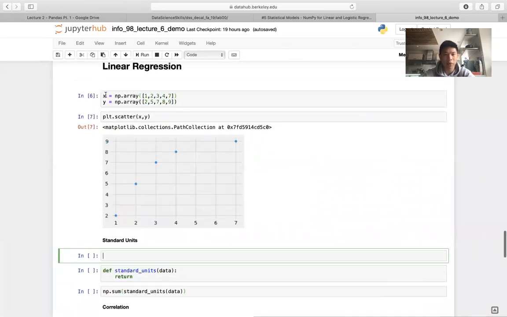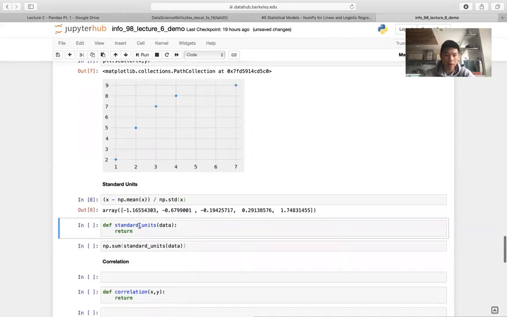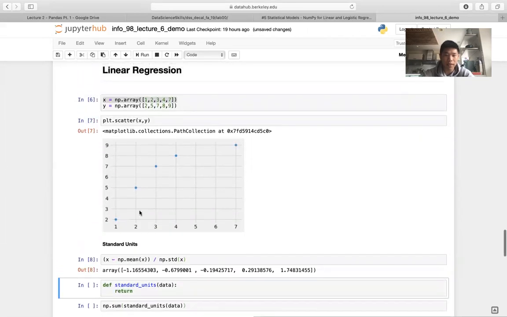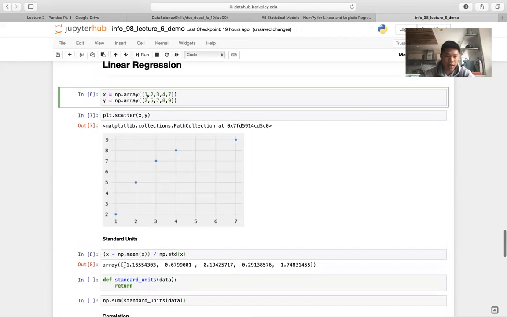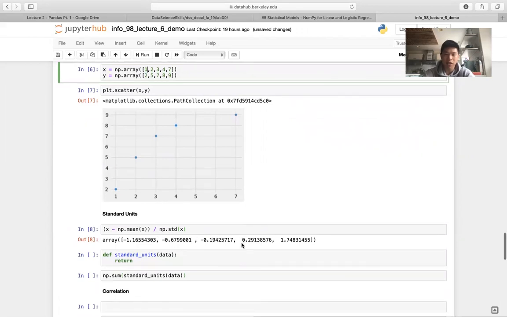So here, let's work with just the X, for example. If we have an X, we want to subtract the mean from it. So we would do np.mean of all of X, and then divide by the standard deviation, because that's how many standard deviations it is away from the mean. So here we have an array starting with negative 1.16. So the first point is negative 1.16 standard deviations from the mean of X. And this formula applies for each point in the data set.